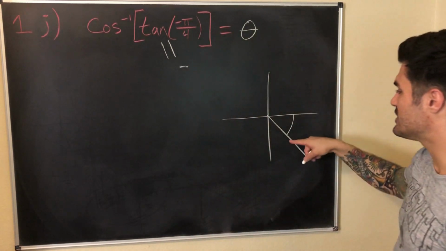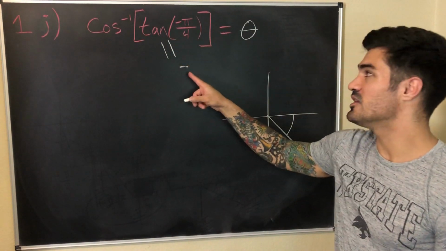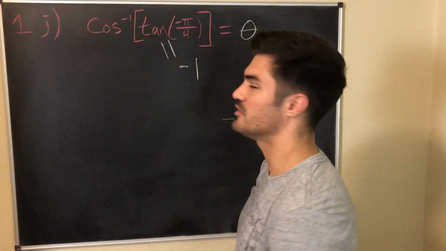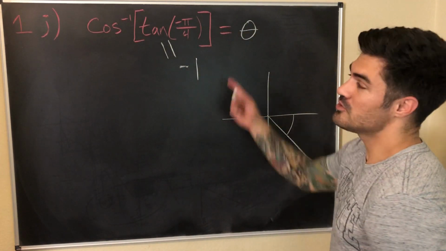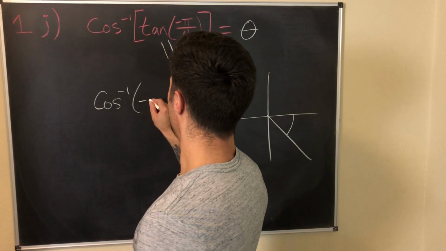And since we have a reference angle of pi over 4, we can just say, oh, well, this must equal the negative of the tangent of pi over 4, which is 1. So this equals negative 1, right? So that was pretty easy. Now we just need to find the cosine inverse of negative 1.